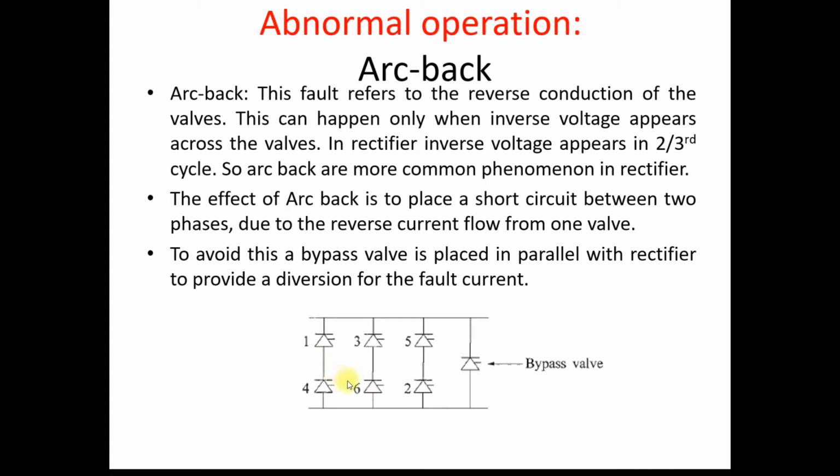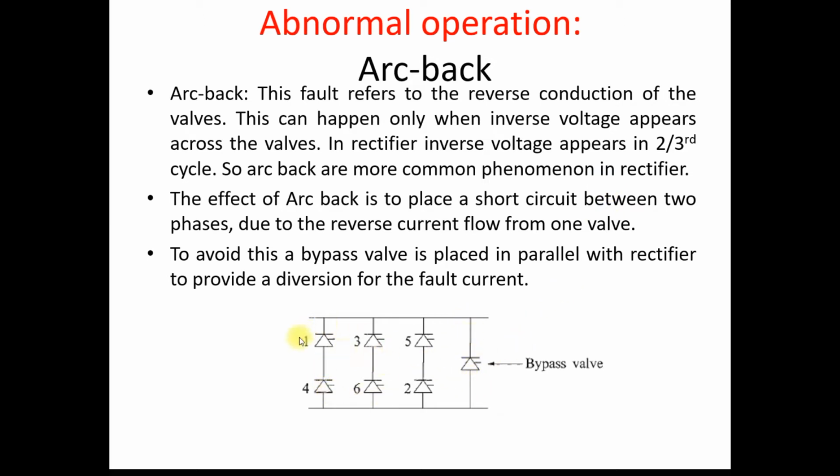Or maybe sometimes they create a short circuit between two phases. To prevent this short circuit in the three-phase converter, we provide bypass valves. The function of the bypass valve is to act when this abnormal condition, arc back, occurs during the rectifier operation. This normally happens in the rectifier operation because for two-thirds of the cycle, the valve is under reverse voltage. It does not happen in the inverter operation. Clear? So arc back normally happens in the rectifier operation of the three-phase converter, and to prevent it, we provide the bypass valves.